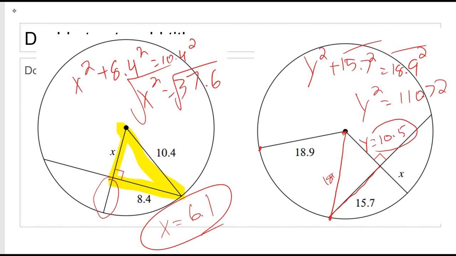Now, if this is 10.5 and the whole thing is 18.9, subtract it. So that means this whole thing must be 18.9. We subtract it. We get x equals 8 point, I'll say around, oops, should be 8.4. There you go.